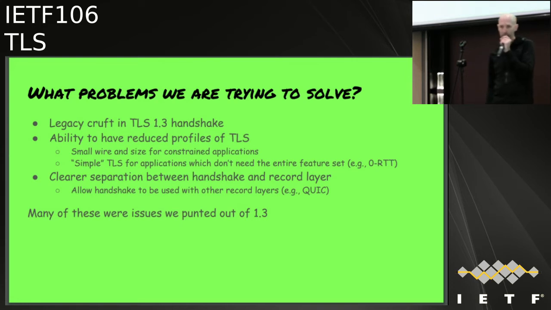Second, even from the beginning of 1.3, there was sadness about the rich feature set. And that has a number of problems sometimes. One is it made it hard to do, say, I don't want zero RTT and I only want resumption, and how do you define what the minimal feature set is that may be easier to implement and easier to reason about.